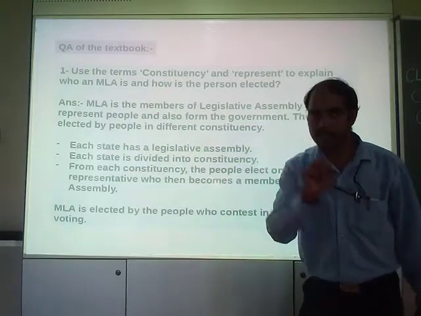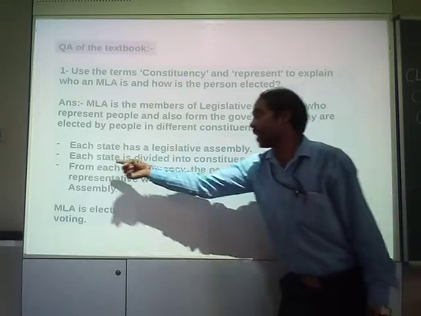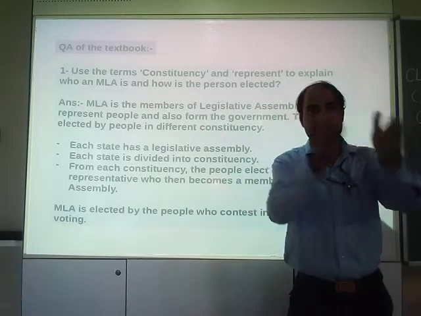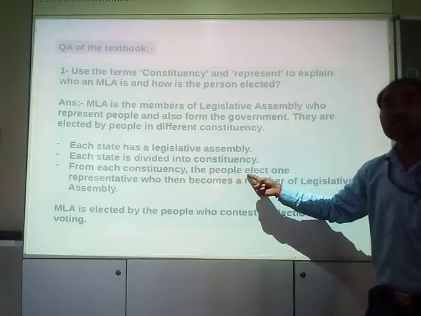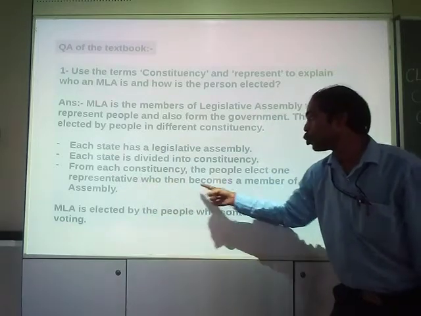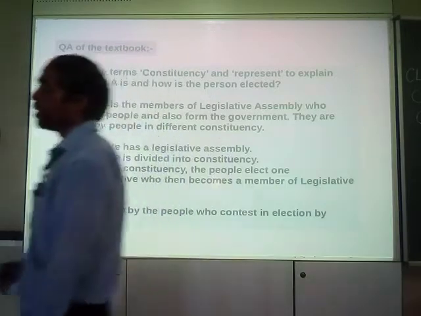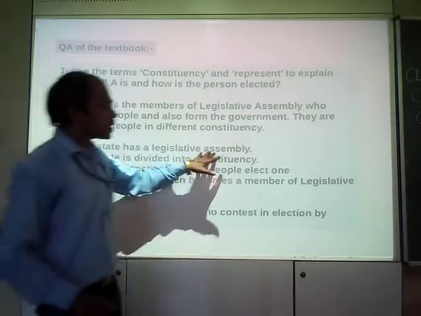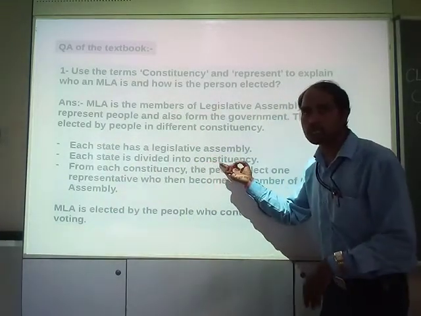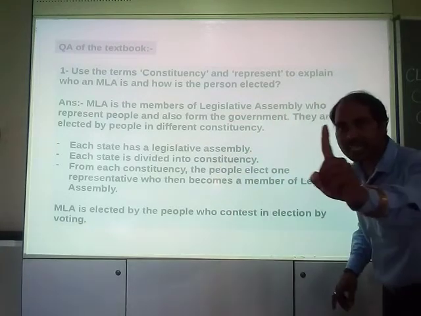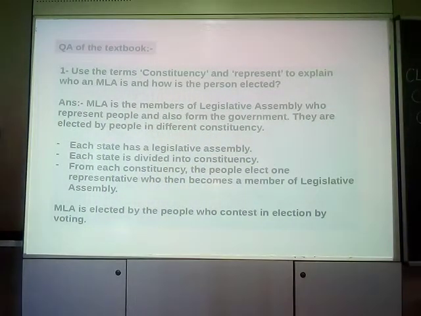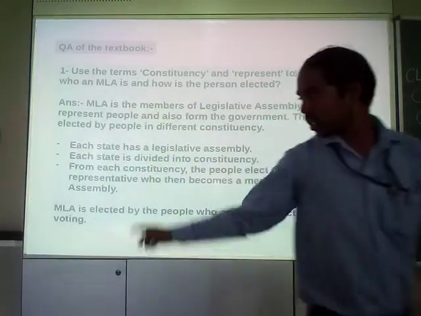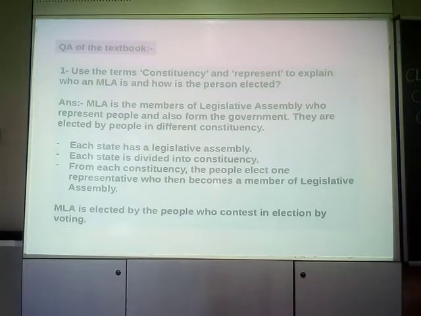Each state has a legislative assembly, right? Every state has a legislative assembly, and each state is divided into constituencies, into different regions. So from each constituency, from every region, from every area, the people elect one representative who then becomes a member of legislative assembly. Clear? So from every constituency, one leader is elected who becomes the MLA. MLA is elected by the people who contest in election by voting. So people choose their representative by casting their vote, right?